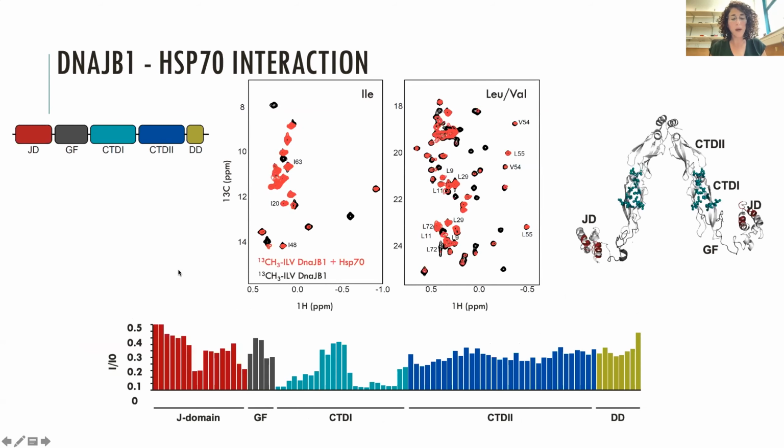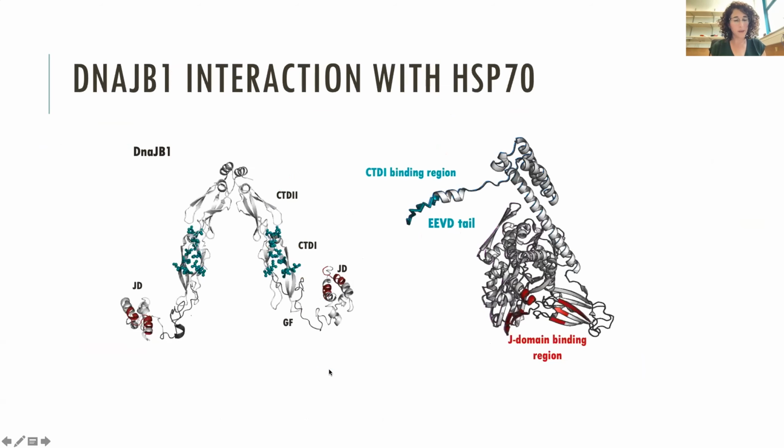And when we mapped this out, we saw that it's located on the J domain, as we expected, but also on CTD1. We did the reverse experiment with HSP70, and we could see that the binding site for CTD1 is this EVD tail. So it's the last 4 residues in HSP70, EEVD, and the binding site for the J domain is what was already known here. And this set of interaction between CTD1 and the EVD doesn't exist in class A.